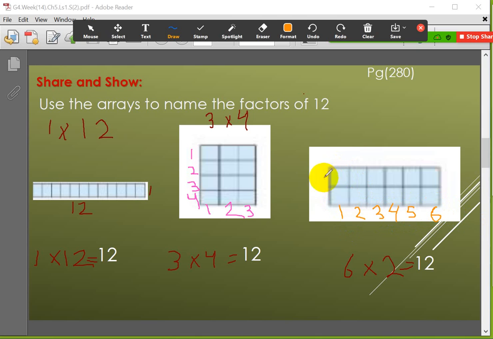Okay? Now, how many arrows do I have? I have only 1 and 2. That's why I said 6 multiply 2. That means 6 columns multiplied by 2 arrows. If you count it, 1, 2, 3, 4, 5, 6, 7, 8, 9, 10, 11, 12. 12 squares. So the same number of squares. So those three models give me the same number of squares, but the difference is what? The number of columns and arrows.